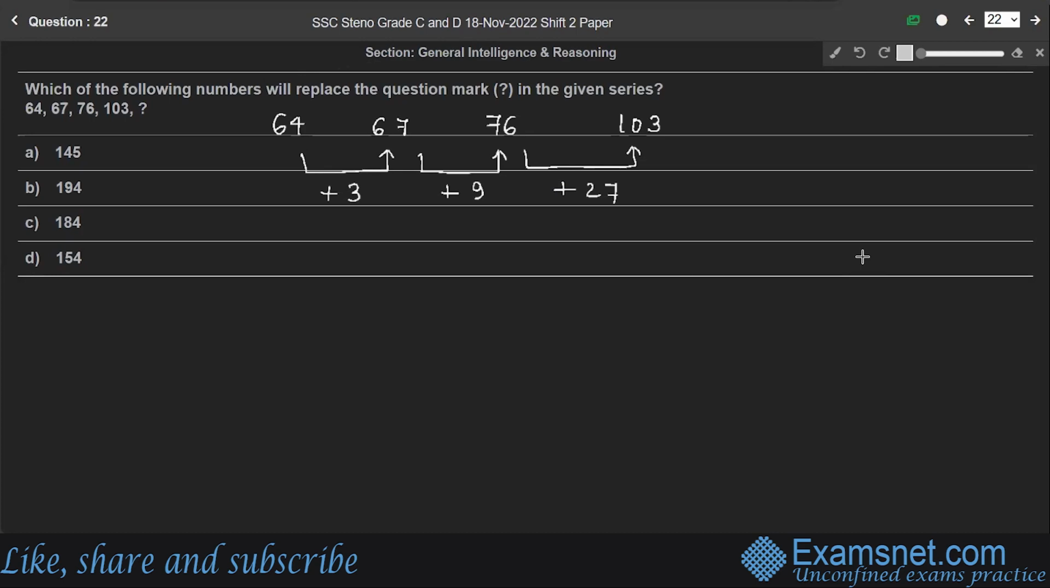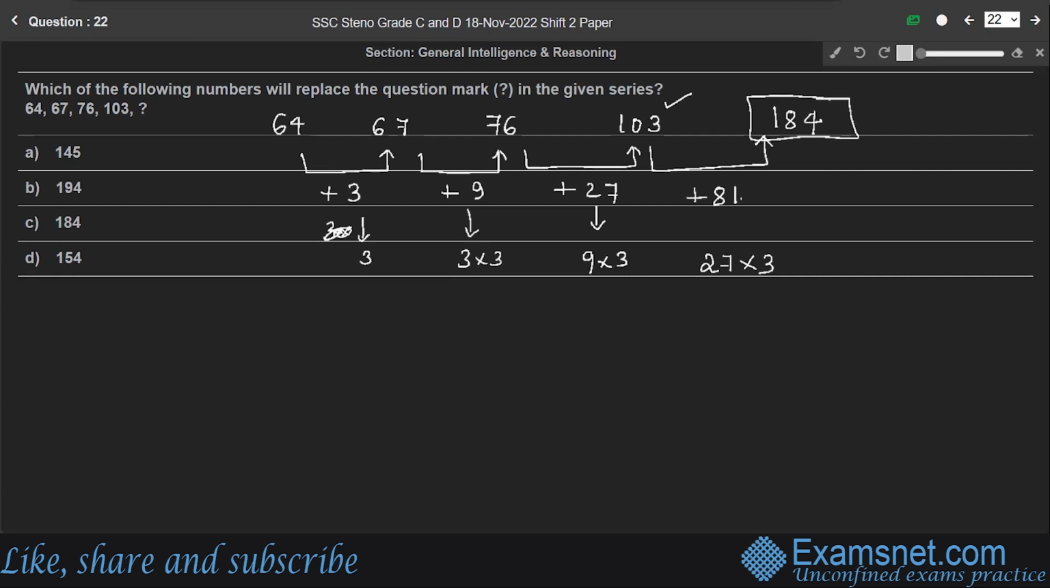Or 3 into 1, or 3 itself you can consider, where 9 is 3 into 3, right? Where 27 is 9 into 3, right? So the next number to be added should be 27, its previous number, into 3, right? Which is 81. Therefore, we have to add 81 to the fourth number, which is 103. You will get 184. Therefore, the fifth number in the given series is 184, option C.